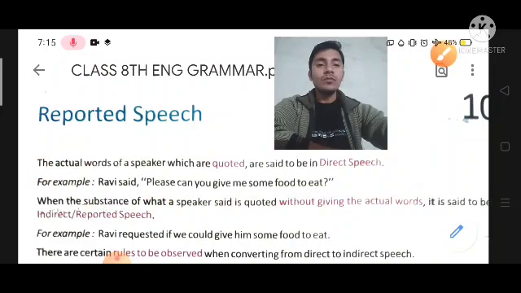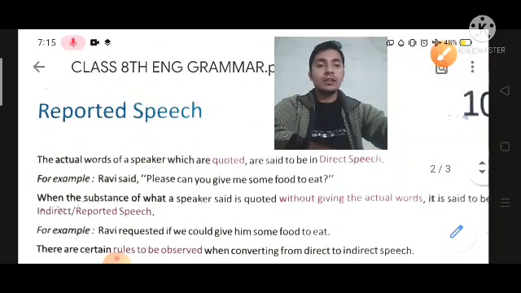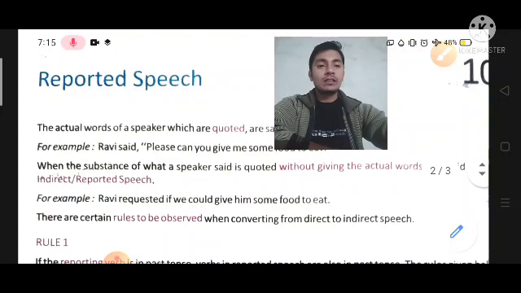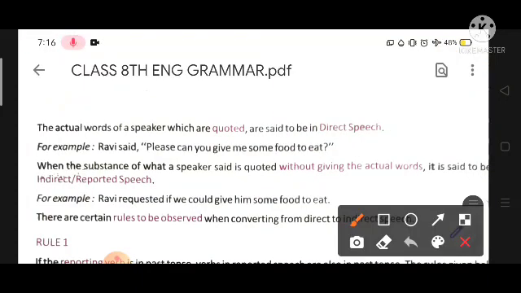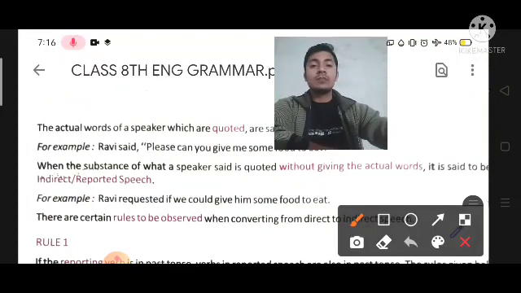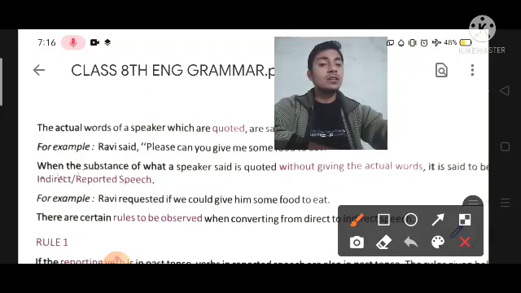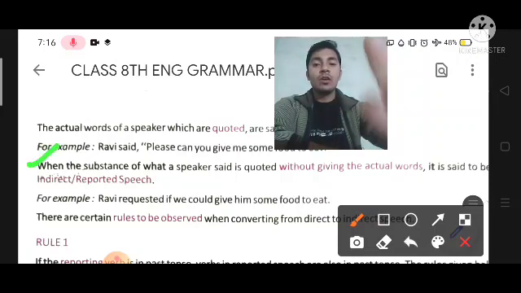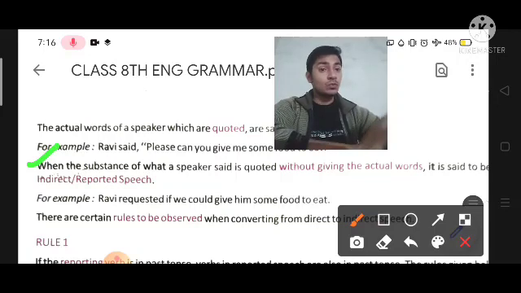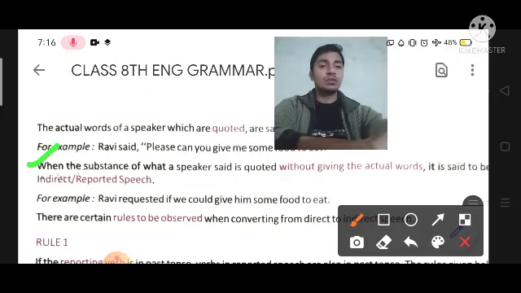Next, after that, you will see that you have seen the example. Next, you will find out that when the substances of what a speaker has quoted, listen once again, because the same thing that I have told you is given from here. So once again you will see, when the substances, or you can say the sentences, that is reported, when the news is reporting. Because over here, when you have an information, a talk, a statement, then you will report something.